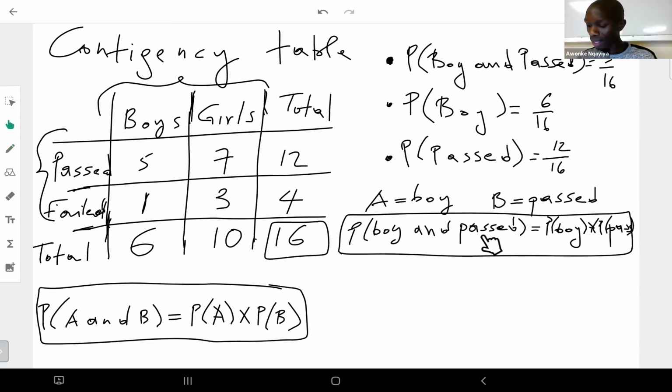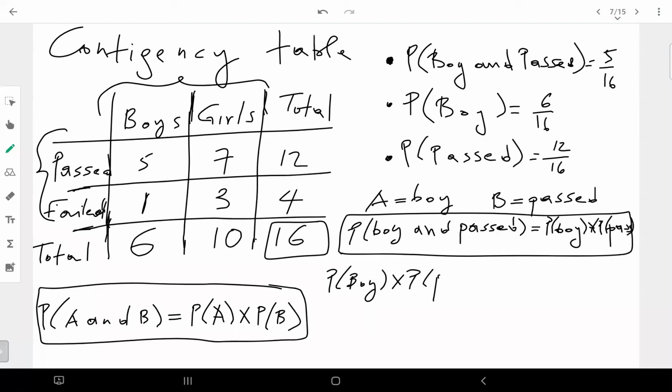I think we have calculated the probability of boy and passed. The probability that it's a boy and he passed, I think we have calculated that to be 5/16. Also, we have calculated the probability of a boy, and the probability of passed. So what we need now is the product of probability of boy with the probability of pass. So let us calculate that.